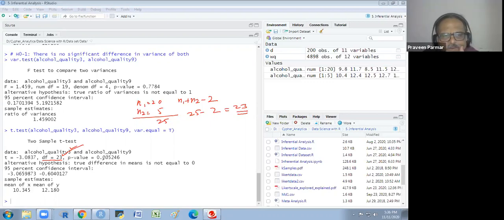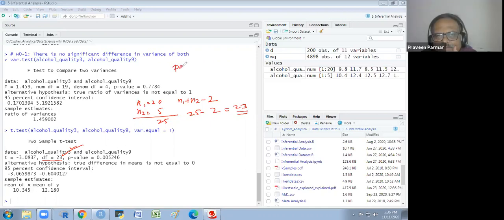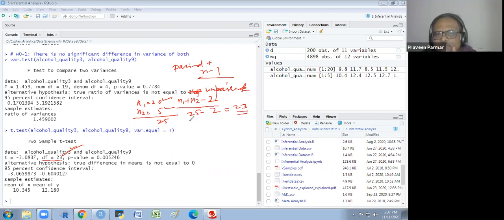In most cases, degree of freedom is n minus 1, in the single sample or the paired t-test. In paired t-test it is n minus 1. But this is the unpaired t-test because both the observations are different. There are 20 observations and 5 observations, so they are different. So here we have N1 plus N2 minus 2.